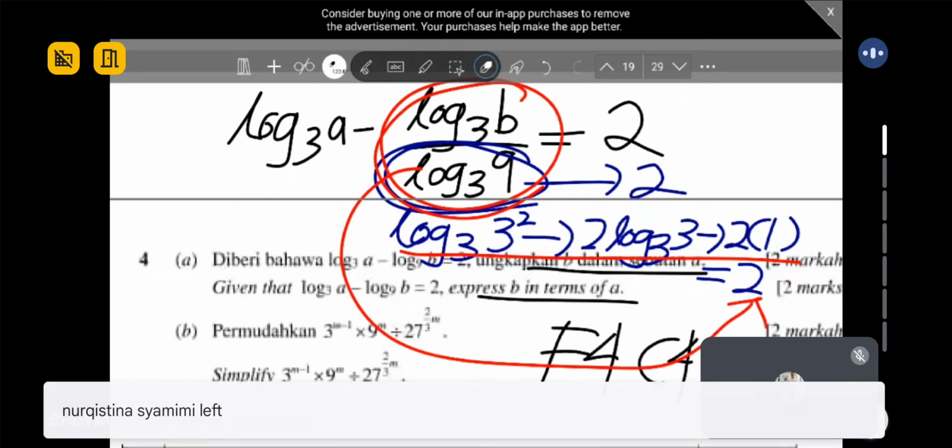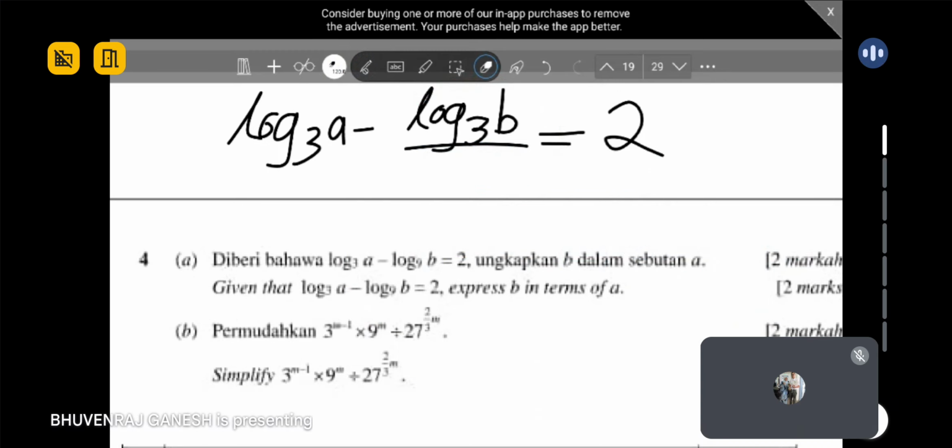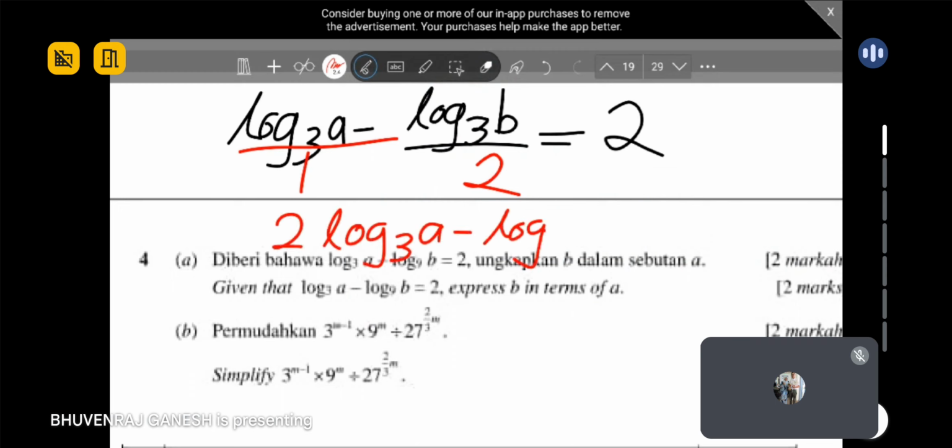Okay? Alright. So now, basically, you have 2 at the bottom. So guys, it's something like this. So now, you can combine the 2 fraction. Kamu boleh samakan. Okay, so when you combine, you will have 2 log 3 a minus log 3 b equal to 4.